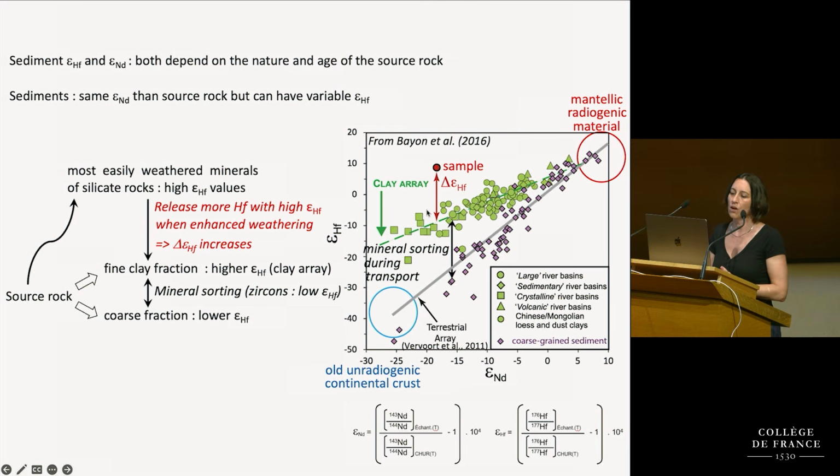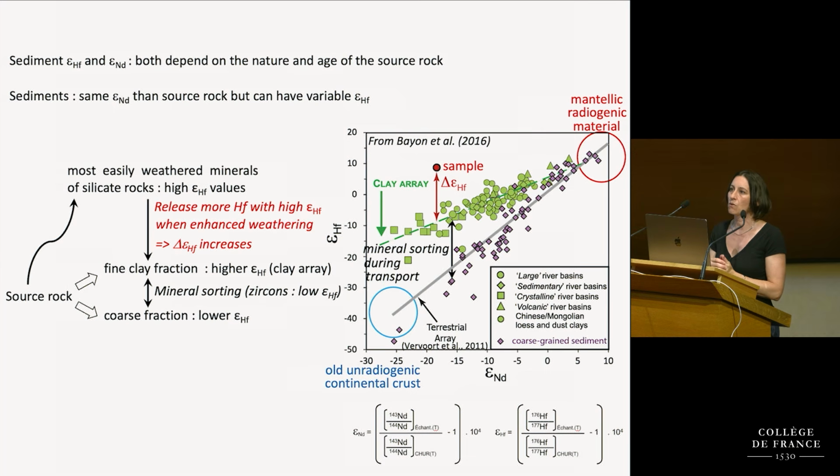This is linked to the more radiogenic hafnium composition of the most easily weathered minerals that will, when they are weathered, release this radiogenic hafnium that is then incorporated into the clays. And so basically, it means that if the departure of the sample's epsilon hafnium from the clay array increases, which is marked by an increase in this capital delta epsilon hafnium, this would reflect, according to Bayon et al., an increase in weathering intensity in the conditions when the clays were formed.